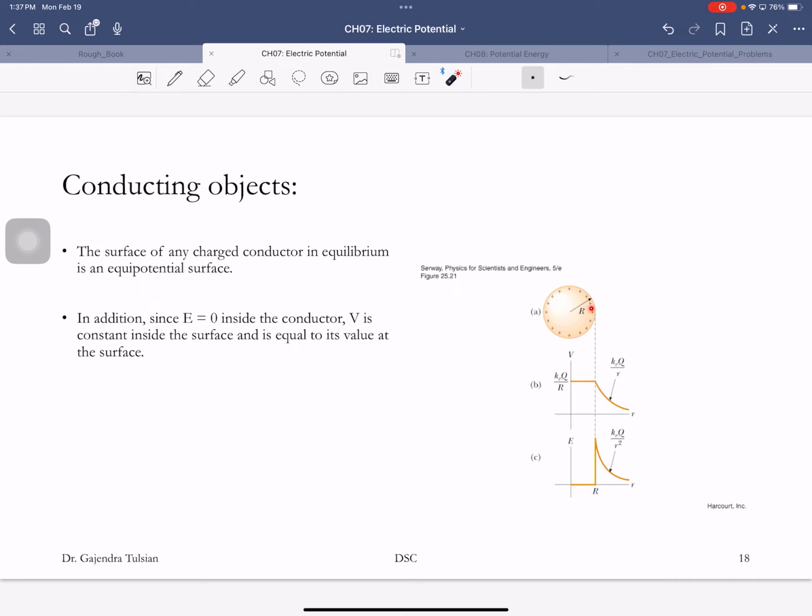Here's a spherical conductor. You put a bunch of charges on it, and the charges spread out uniformly. Outside, it behaves like a point charge, and when you get to the surface, that's where the potential reaches this value, and the potential is the same everywhere inside. So the whole thing is an equipotential object. And since the potential is not changing, the electric field inside is 0.